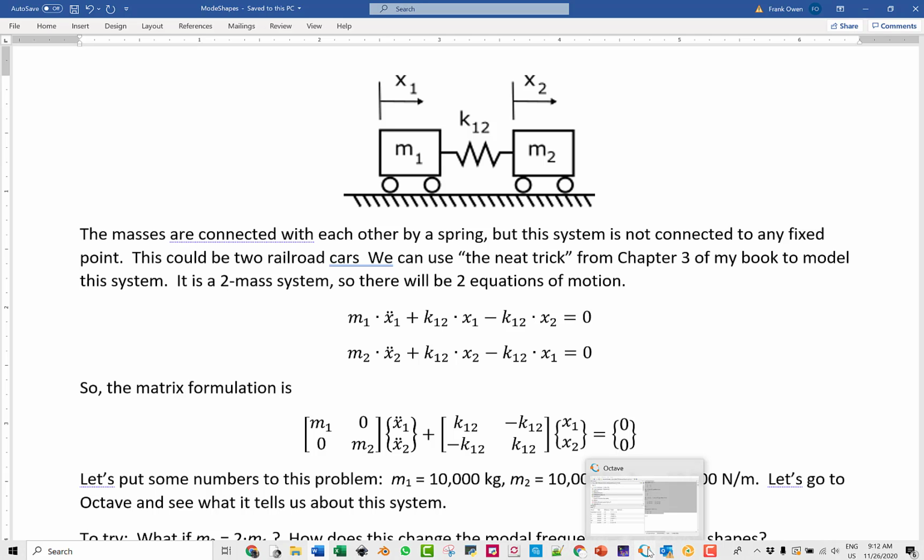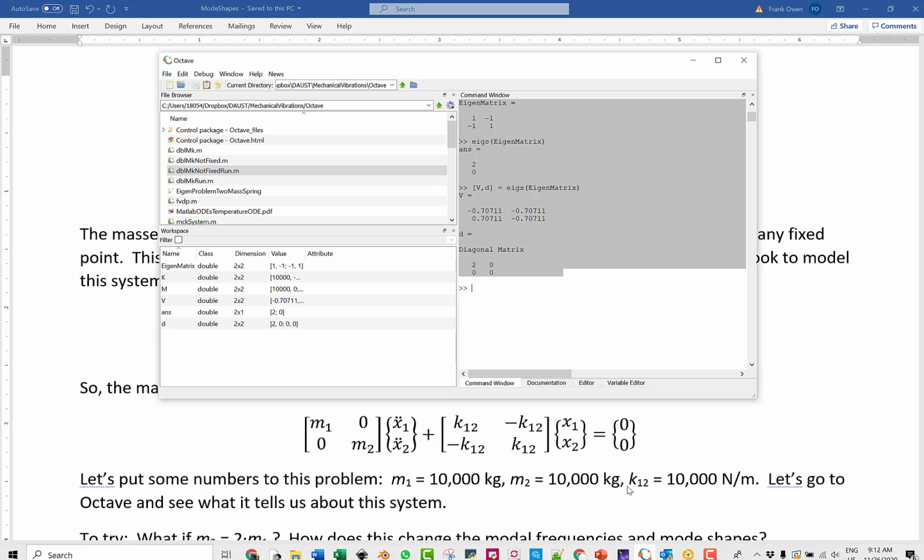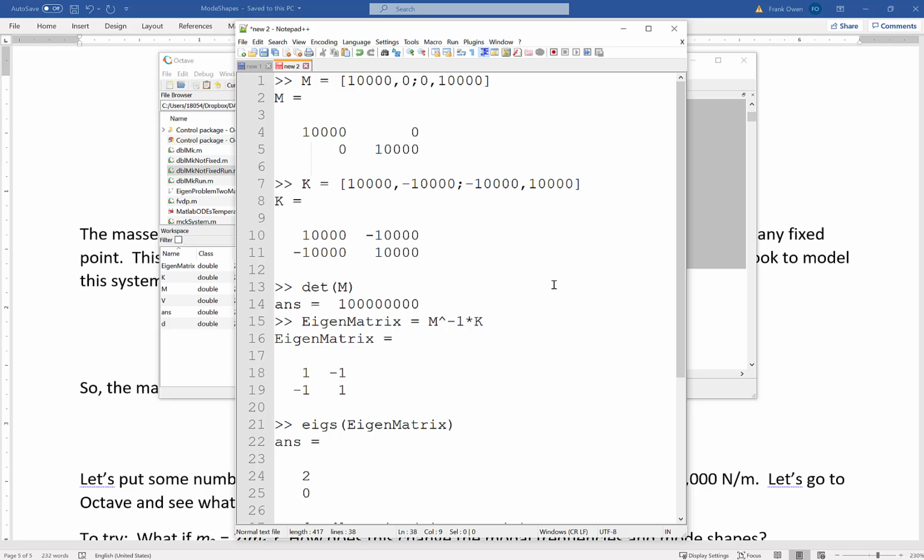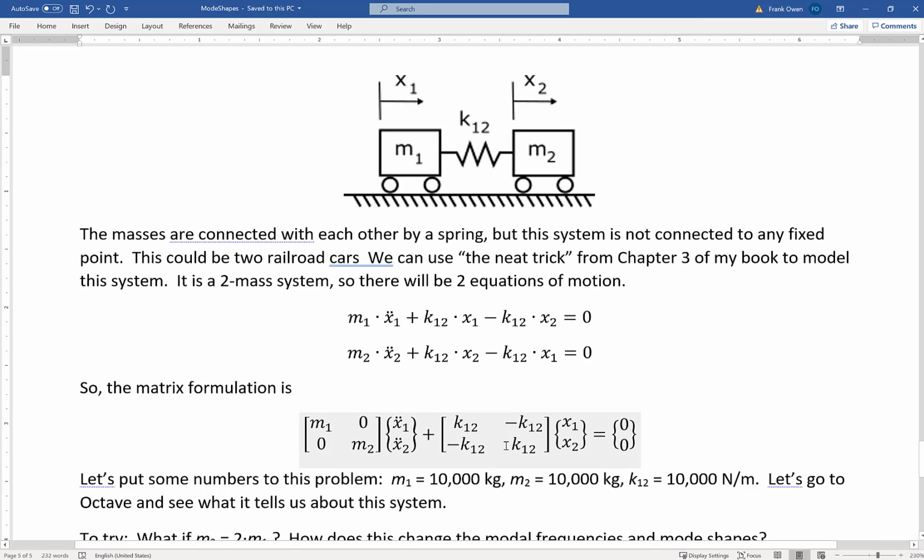And then I told you that, well, there's Octave, which we use, but I found a way to blow it up. Here we go. Another good old open source program, Notepad++, just for text editing. These are the commands that I entered in. Here you can see how I made my mass matrix. Here's my stiffness matrix, and those all came from this formulation right here.